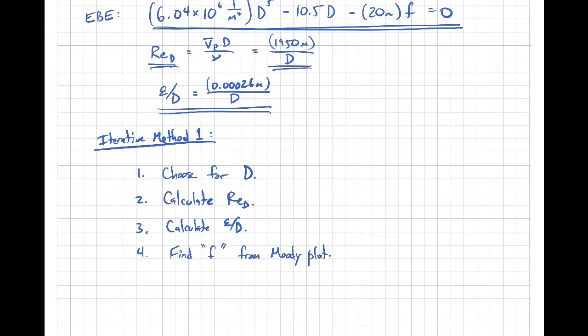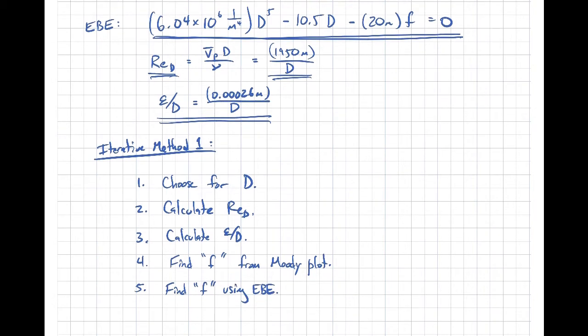Right? Because now that I have my Reynolds number and my relative roughness, I can go to my Moody plot and get the friction factor. And then I'm going to also find the friction factor using my extended Bernoulli equation. So I'm going to find the friction factor two different ways. I'm going to find it from the Moody plot using my Reynolds number and relative roughness here, and I'm also going to find my friction factor using my extended Bernoulli equation up here.